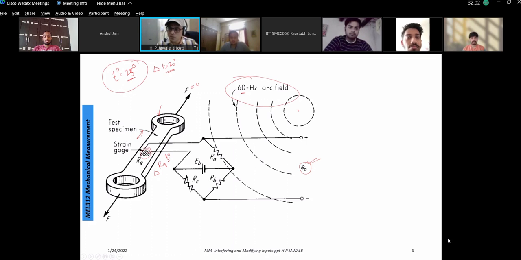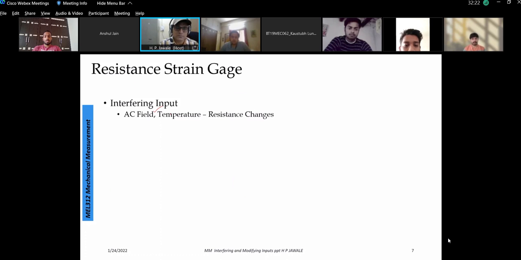Right? Any doubt in understanding the interfering signal? There can be a few more things here, but in a broad way, the two elements that are going to affect the desired signal directly, which we define as interfering signals, are the 60 Hz AC field and the temperature. The temperature is going to change the resistance and give rise to the value of EO. Even at zero force, it will show some non-zero value of the output voltage. Right? So that is then called an interfering signal.